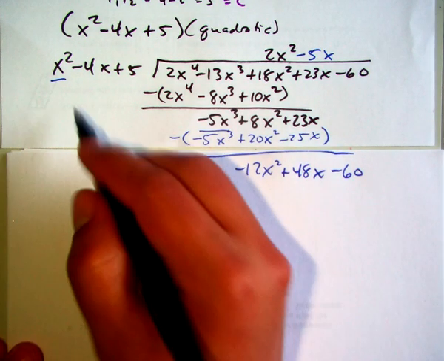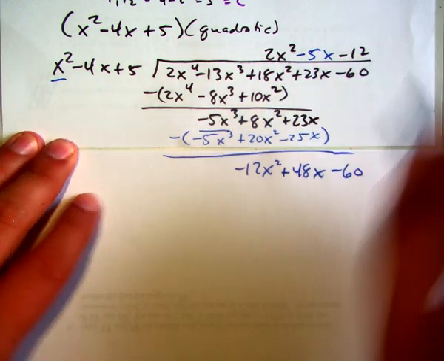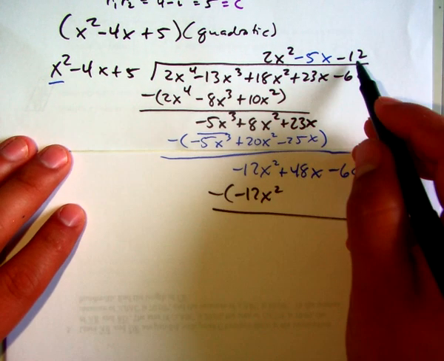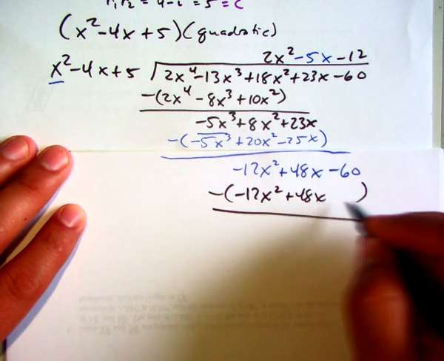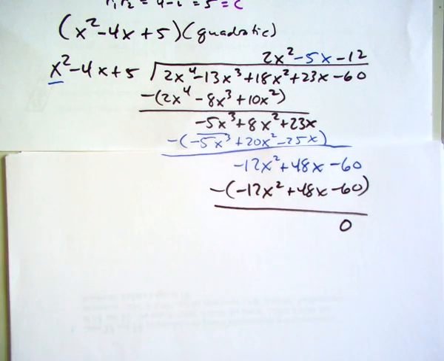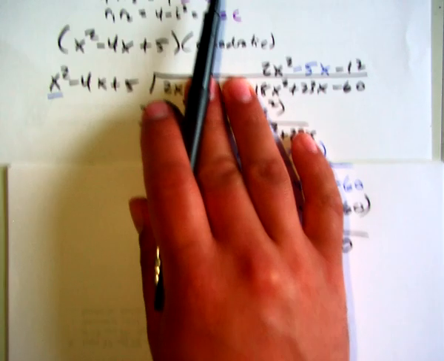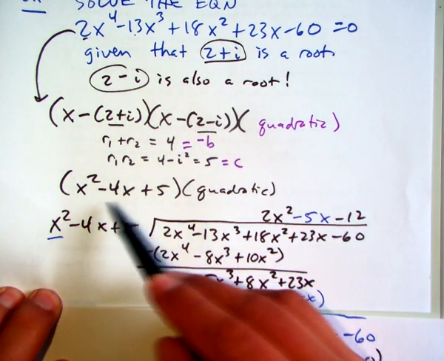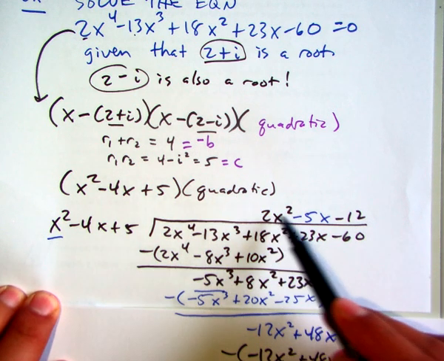So now, same game. x squared times negative 12 will give me negative 12x squared. And again, take negative 12 to every term, so that's plus 48x minus 60. Notice these are identical, so when you subtract, you get 0. That should happen. We knew it was going to happen because this was a factor of the original equation, which means that when you divide by one of the factors, you should get something that's quadratic with no remainder, which is exactly what happened.